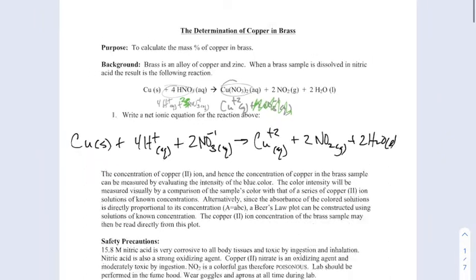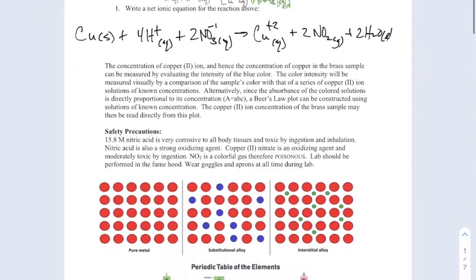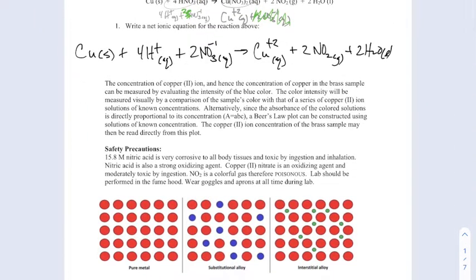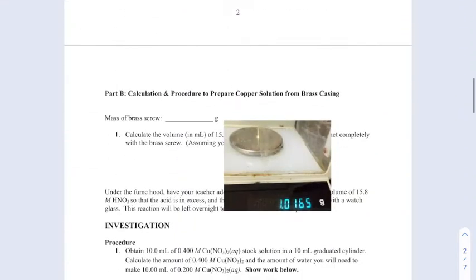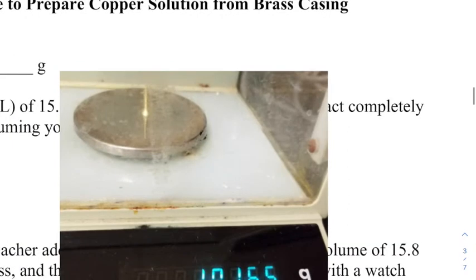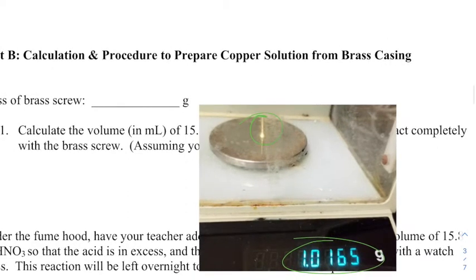Now we are going to take a brass screw, put it on a scale, and measure its mass to figure out how much it is in totality, and then we're going to react it away. I've already done that. I have put a brass screw on the scale. I don't know if you can see it, but there it is. I've got a total mass of about 1.0165 grams. So the total mass of my brass screw is just over a gram.